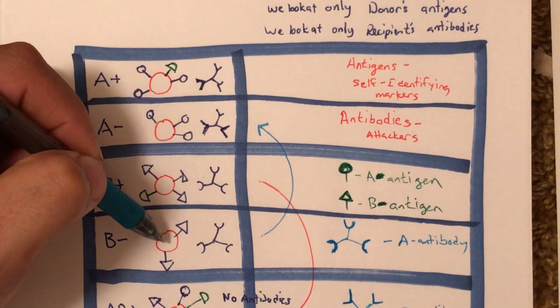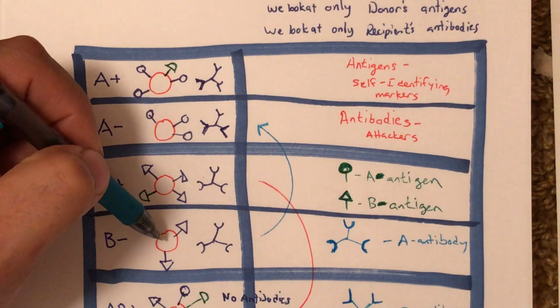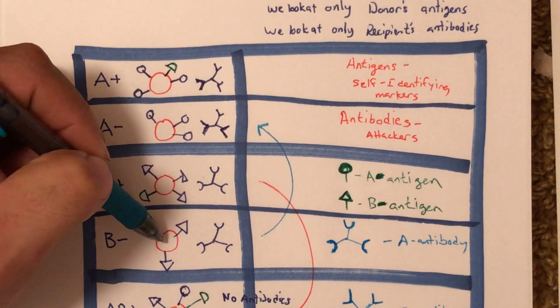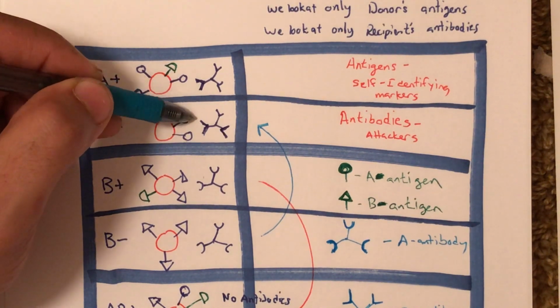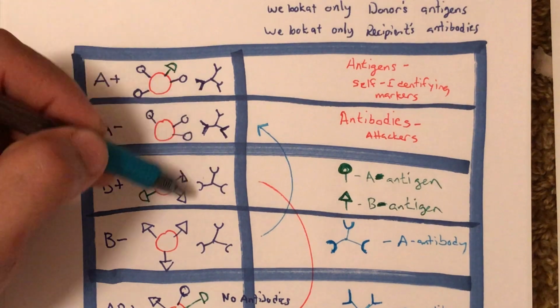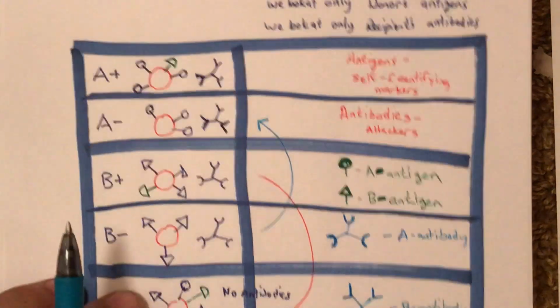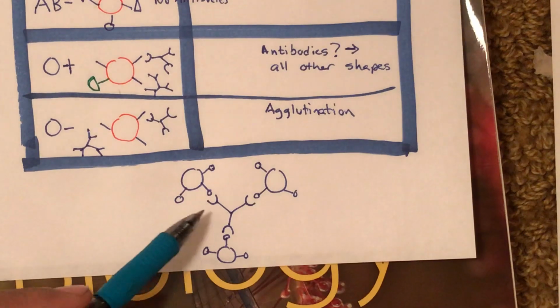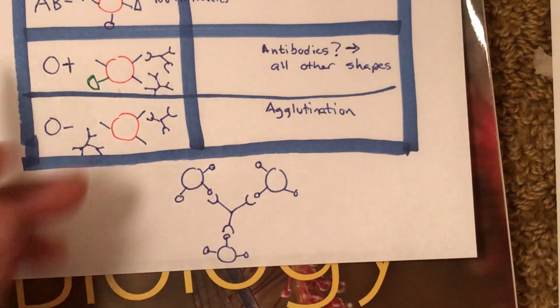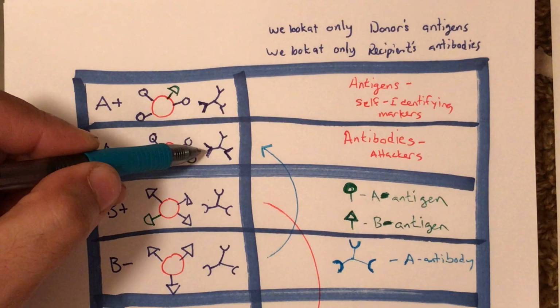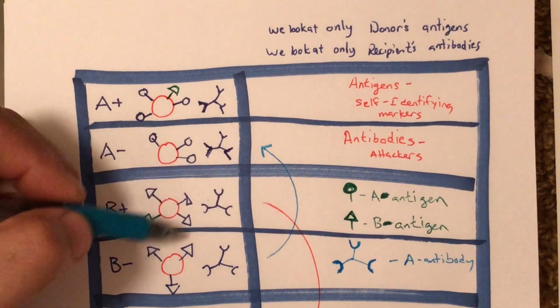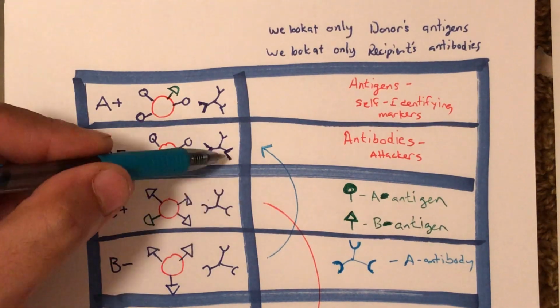Do the shapes match? The answer is yes. That would be a bad thing. If we put these red blood cells into this person's blood, this person's antibodies will attack because those shapes fit. Just like we see here. Those shapes would fit, and you would get agglutination, which is a bad thing. This would not work. This person's antibodies would attack all of these red blood cells coming into the body. No, no, no, no, no.